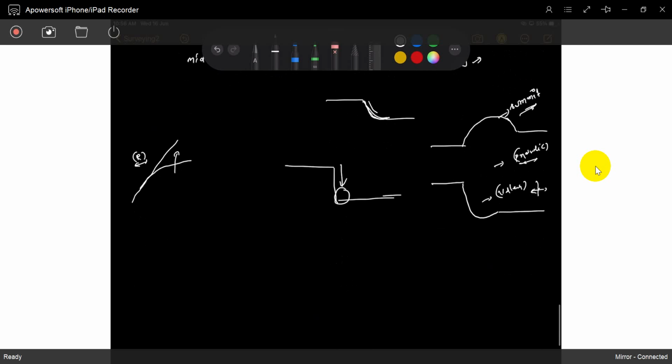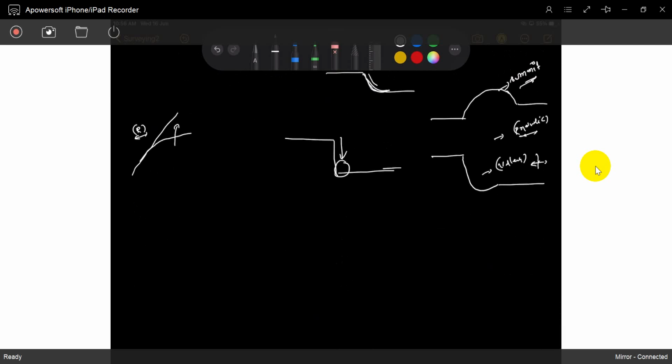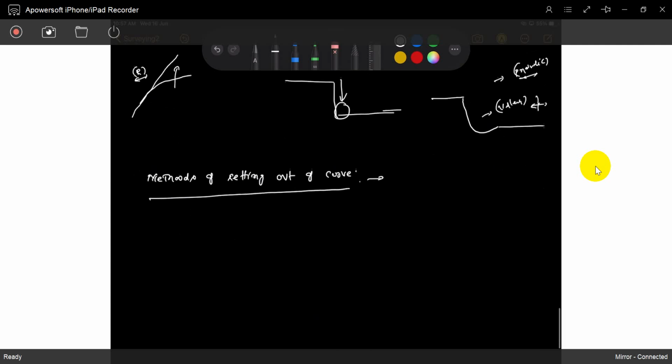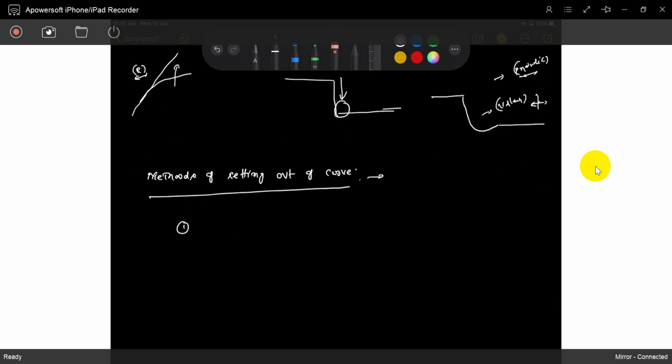Now see, how can you fix these? Methods of setting out of a curve. How many methods are there for setting out of this curve? We'll see. I won't discuss any method today; I just give a rough idea. The first one is the tape method.